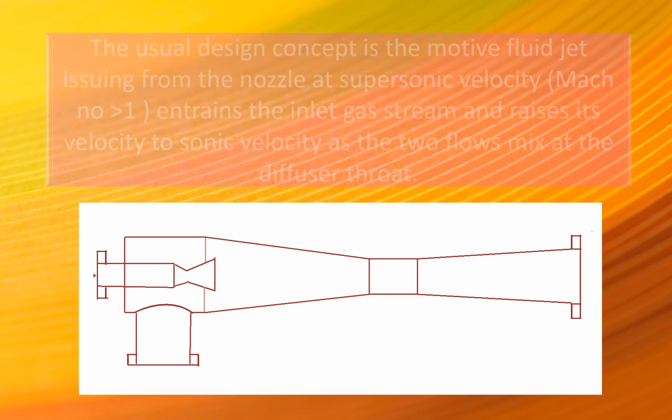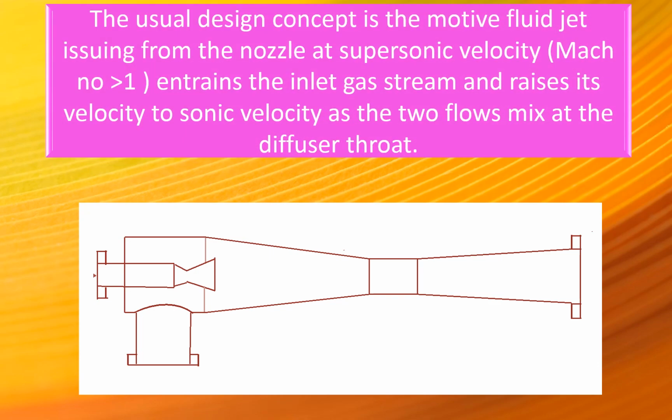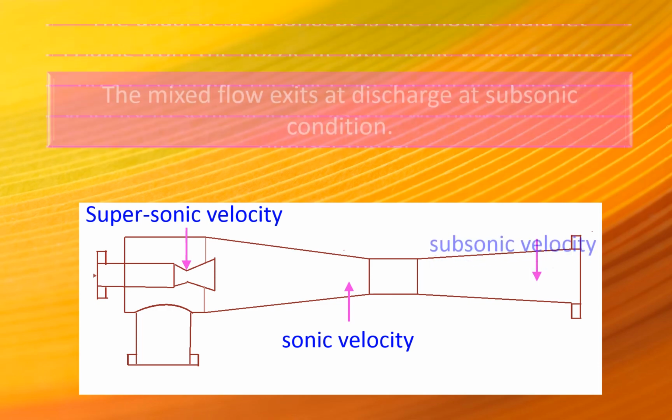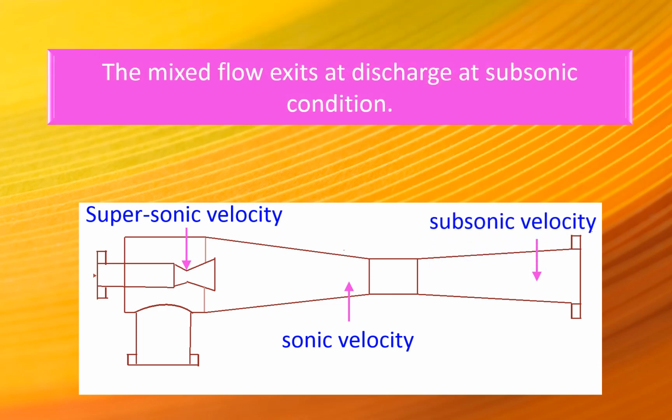The usual design concept is that the motive fluid jet issuing from the nozzle at supersonic velocity entrains the inlet gas stream and raises its velocity to sonic velocity as the two flows mix at the diffuser throat. The mixed flow exits the discharge at subsonic condition.